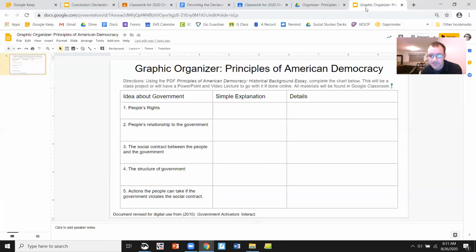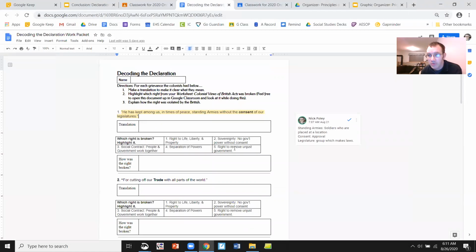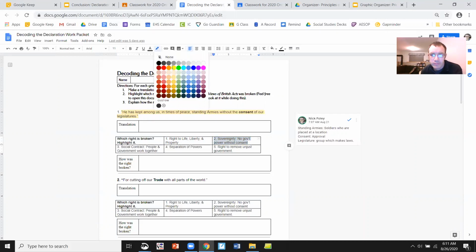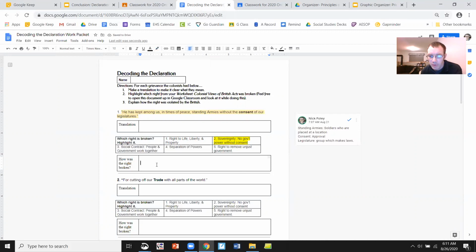Now for this one, I'm helping you a little bit out. Number 2, people's relationship to the government. We talked about sovereignty and how the people have some control in government, and so you cannot govern them without consent. So for the first one, I would highlight this because the British are trying to govern them without really approval for doing so. And then you'd ask, how is this right broken? Well, the British put soldiers there without asking permission from the colonial government, and that's how it's broken.